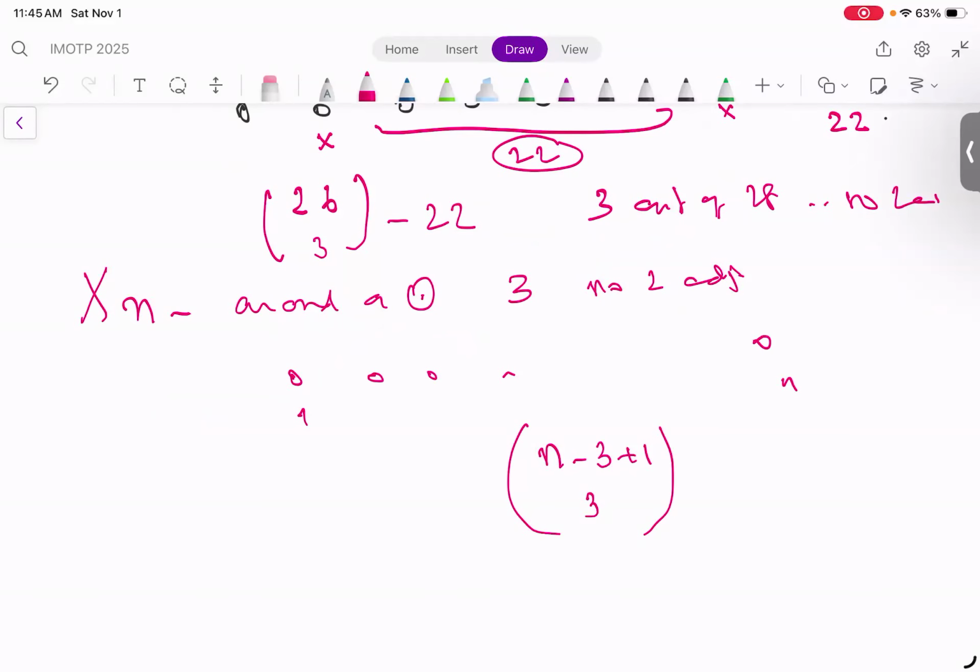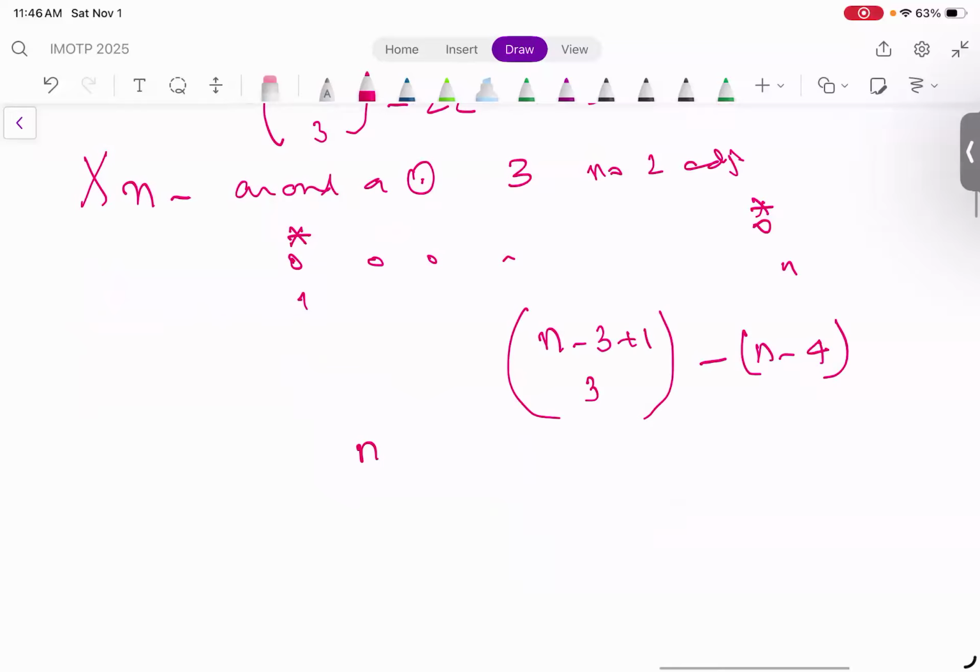Out of which how many will not be okay if you put it back into the circle? I can't choose this guy, I can't choose this guy, right? So how many are there? It's n minus 4. So it is (n minus 2) C 3 minus (n minus 4).